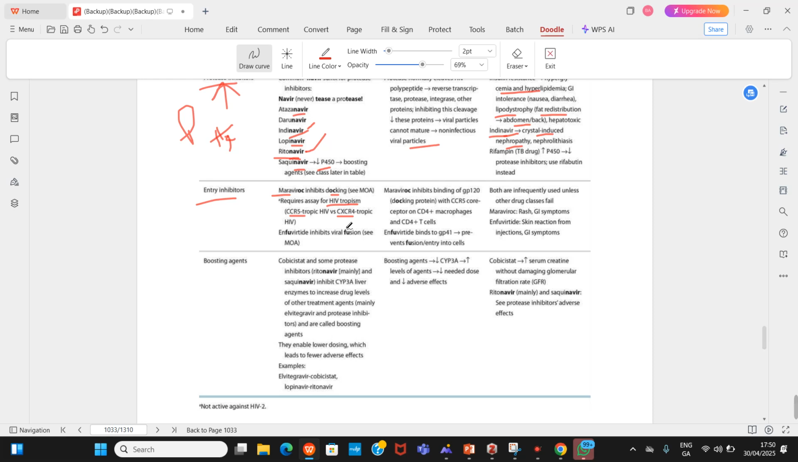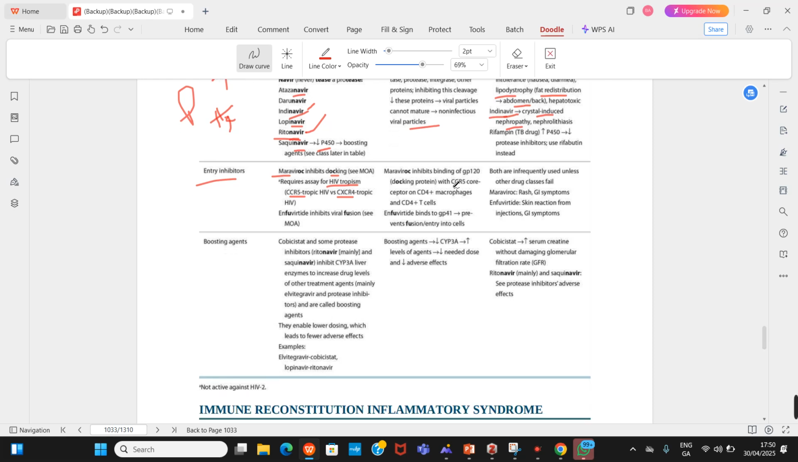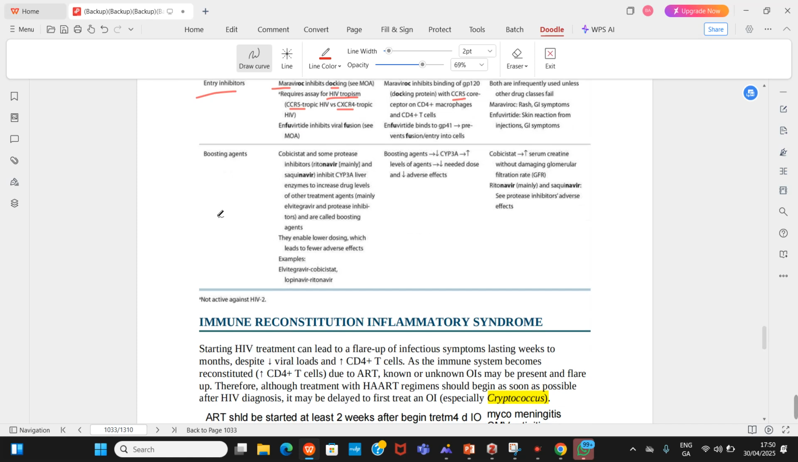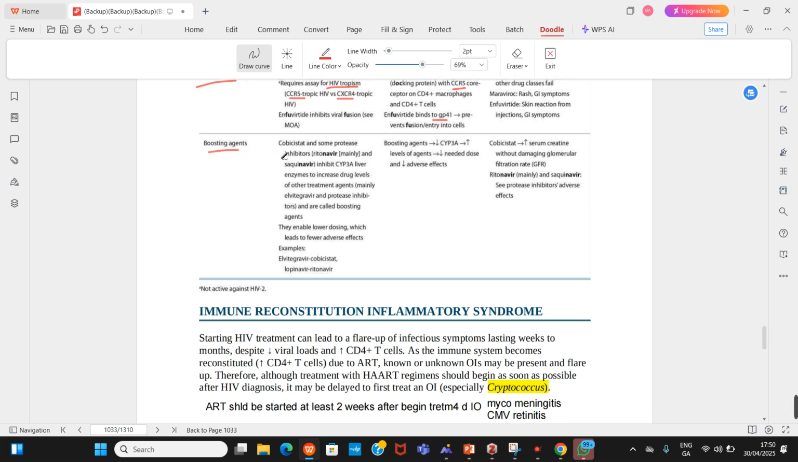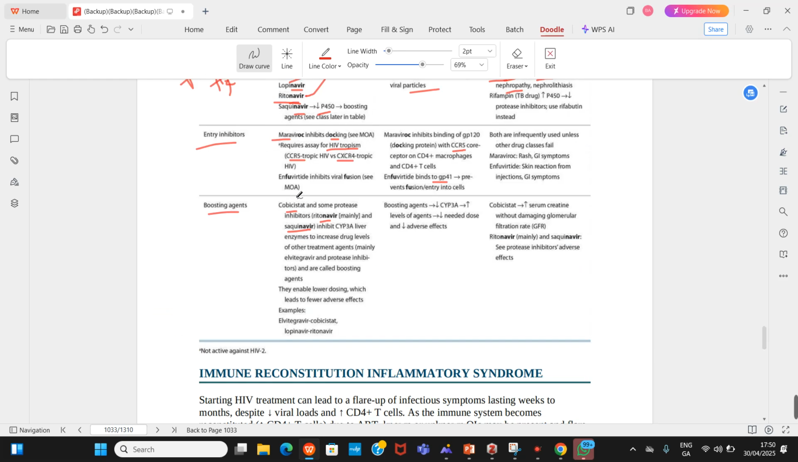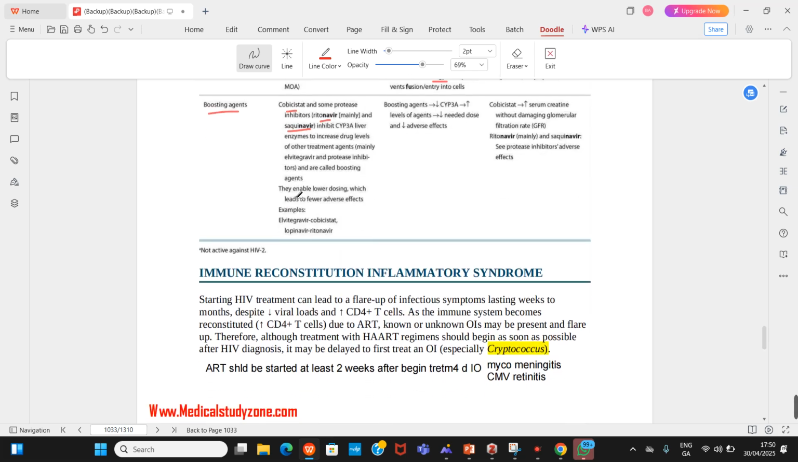It cannot work. So it inhibits binding of GP120 to what? CCR5. Very, very important stuff. Then enfuvirtide inhibits viral fusion by binding to GP41. It's as simple as that. Boosting agents: cobicistat, ritonavir, saquinavir. Those are the boosting agents. Once you give these drugs, they allow the drugs you are combining with them to act for a long time. So that was that about the stuff that I feel we need to know.